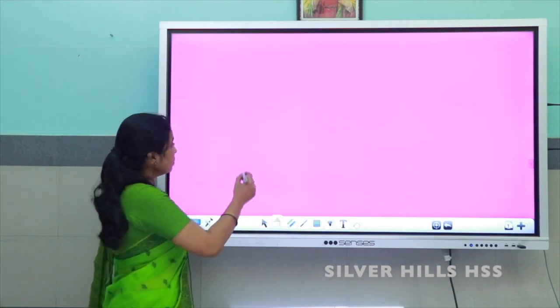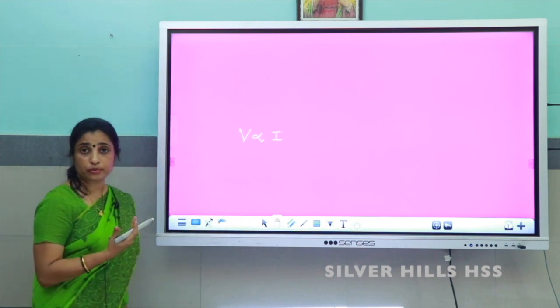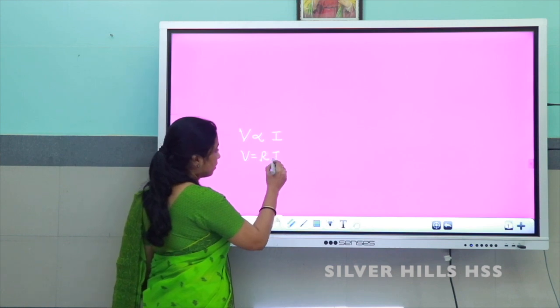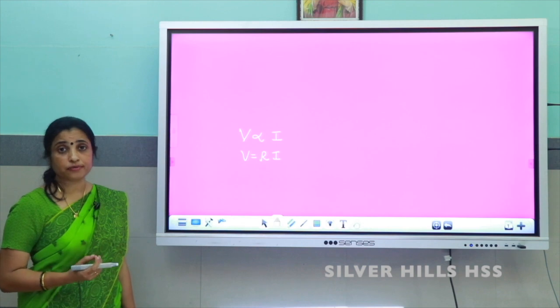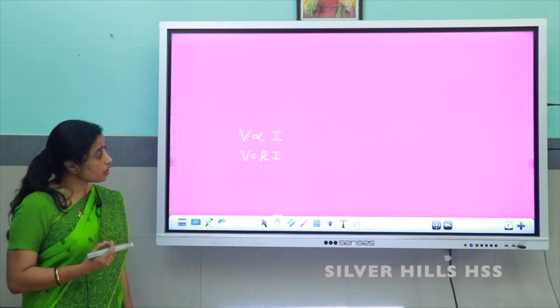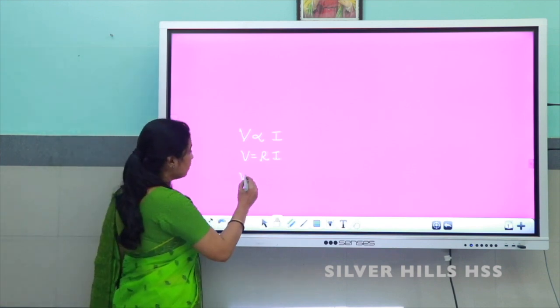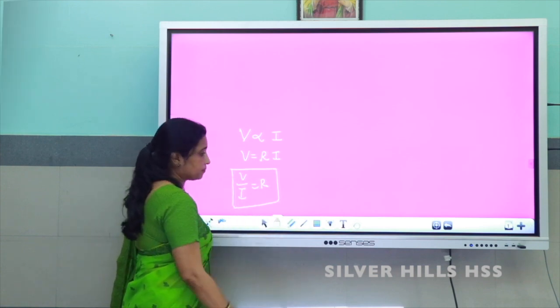This can be put in the form of an equation. Suppose V is the potential applied across the conductor. This V is proportional to I, where I is the current flowing through the conductor. Or you can write it as V is equal to R into I, where R is the proportionality constant and R is called the resistance of the conductor. R does not depend on V and I. Or you may even write it as V by I is equal to R. This is the equation for Ohm's law.